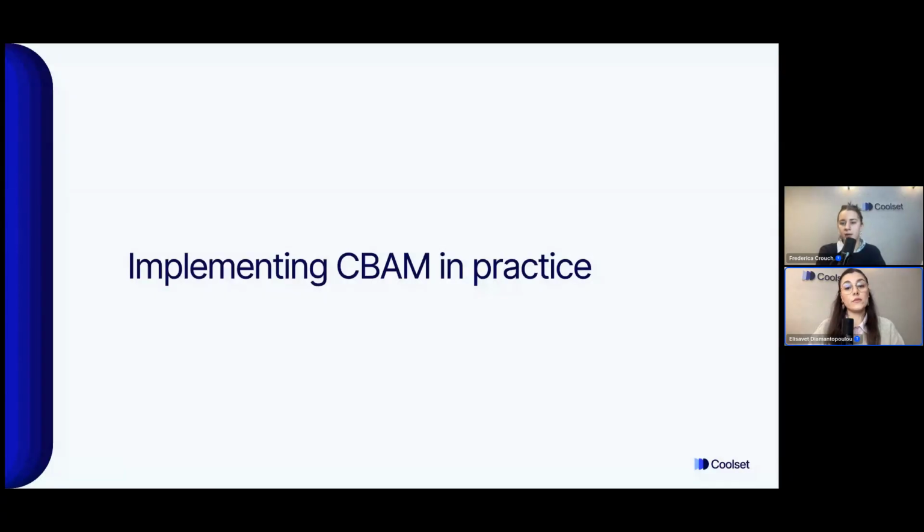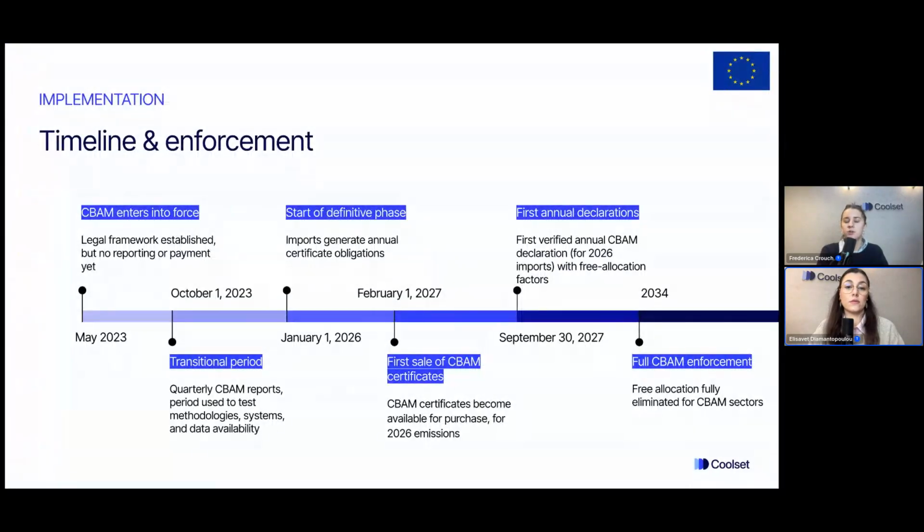And in practice, how is this working? We can go onto a timeline here and see that CBAM entered into force in May 2023, so a couple of years already. And this is when the legal framework was established, but no reporting or payments were required yet. So it was from October of that year, there was a transitional period where quarterly CBAM reports were required. And this period was used to test methodologies, systems, and data availability. So maybe many of you here have already been through this transitional period, and could be nice if you share your experiences in the chat if there's lots of you who have experienced this.